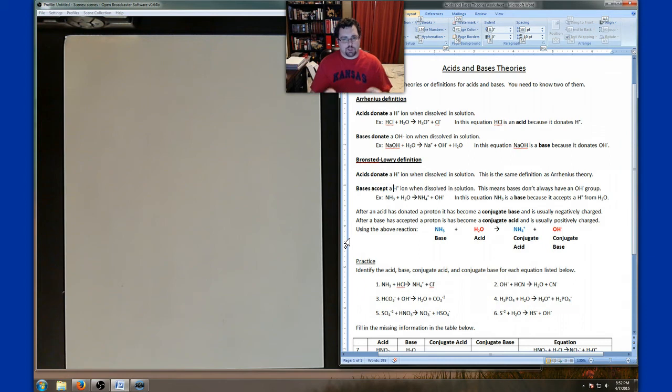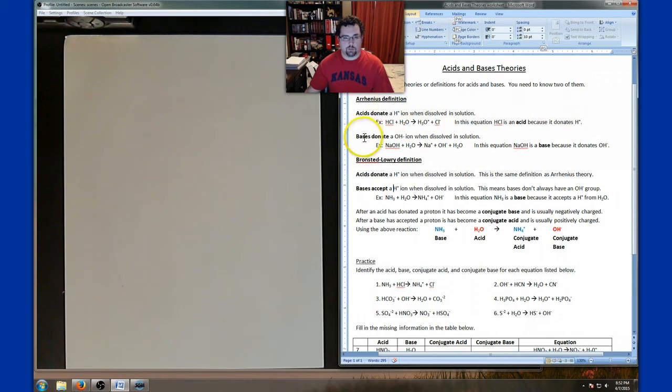In the Arrhenius definition, acids donate an H+ ion when dissolved in solution. You can see this illustrated here: HCl plus H2O gives you H3O+ and Cl-. In this equation the HCl is the acid. It donated the H+ that it had, leaving the Cl- and changing water to H3O+.